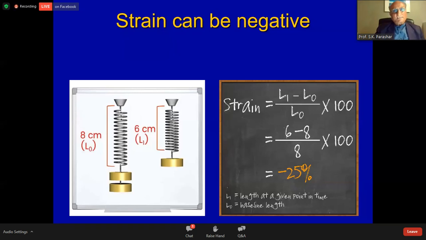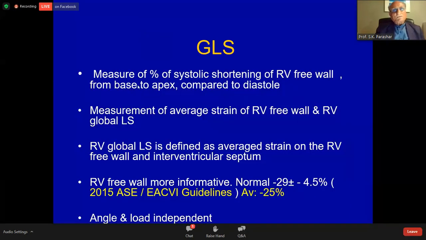When there is lengthening, it is a positive value, but normally we are more interested in a negative value. It is a measure of the percentage of systolic shortening of the RV free wall from base to apex compared to diastole. We measure either RV free wall or RV global longitudinal strain. RV free wall is more informative because the septum is not included, and the average value according to the ASE guidelines is minus 25% or so. So remember that this is the normal value, and it can be done if need be.